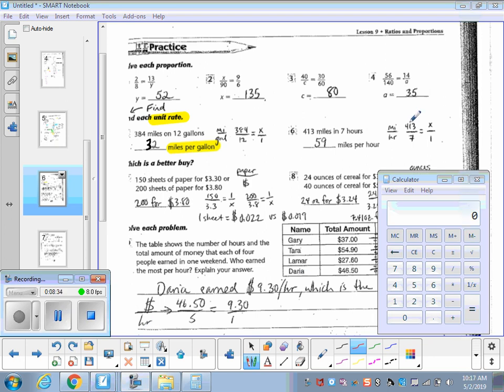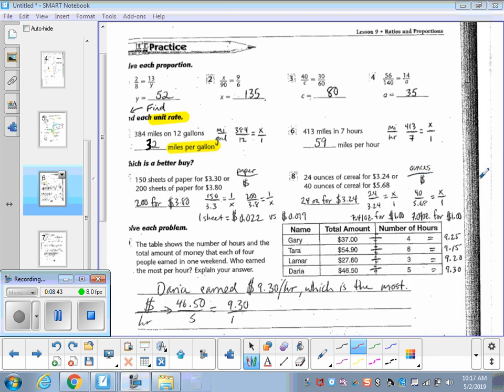But for this one, the 413 times 1, when I now divide it by 7, we get the 59 miles per 1 hour of travel time, okay? Now for these two questions, which one is a better buy? I really don't think you're going to see one like this on the SOL.